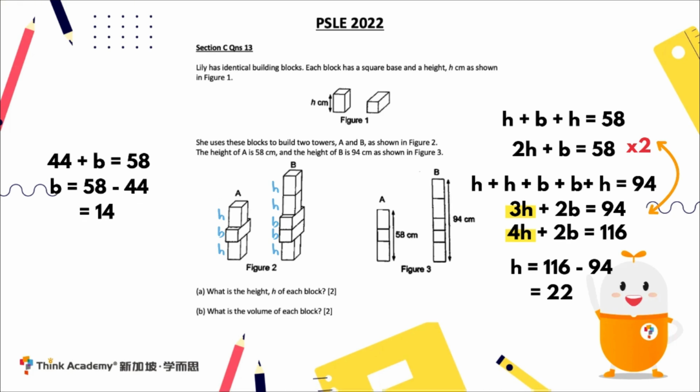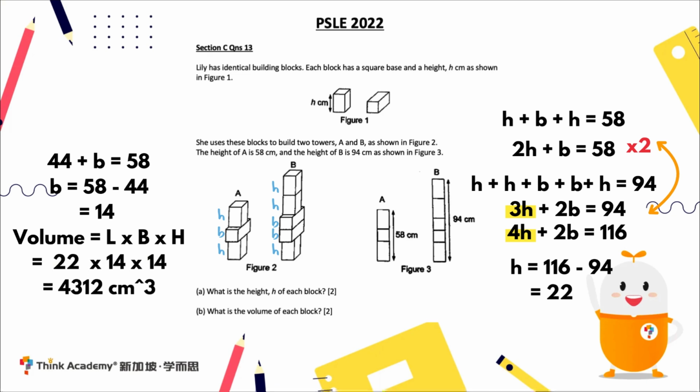And all we need to do now is to find the volume. The volume is made up of three components: the base of the figure, 14 times 14, and the height of the figure, 22, which will amount to 4,312 cm cubed. And just like that, with a bit of simultaneous equations, we can actually solve the height, the side length of the base, and subsequently even the volume of the figure.